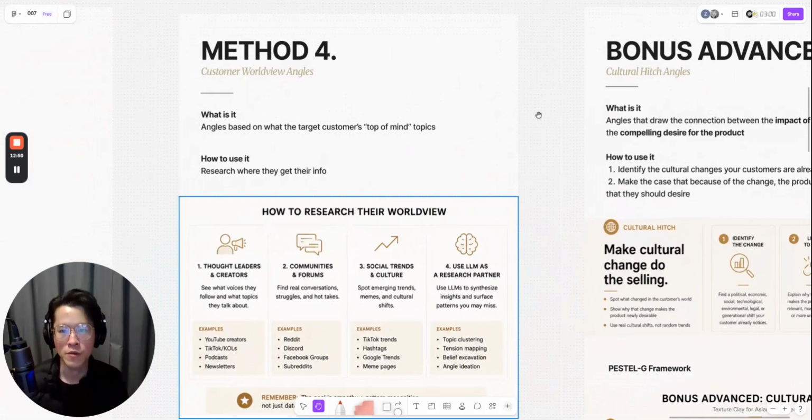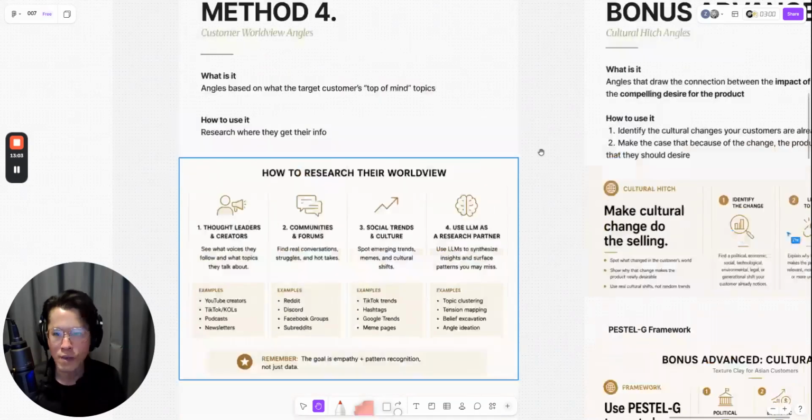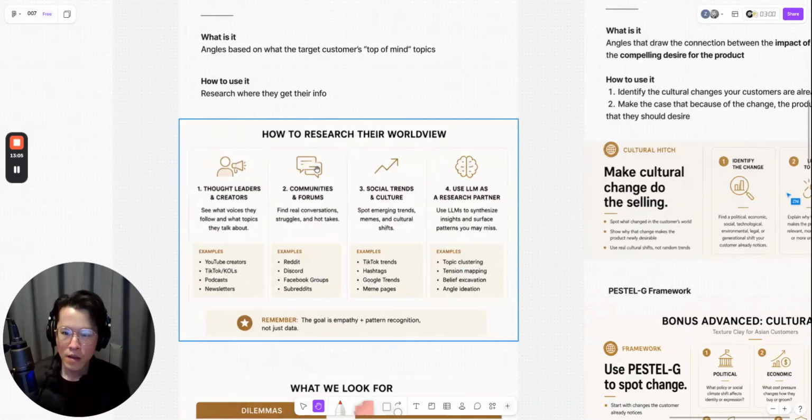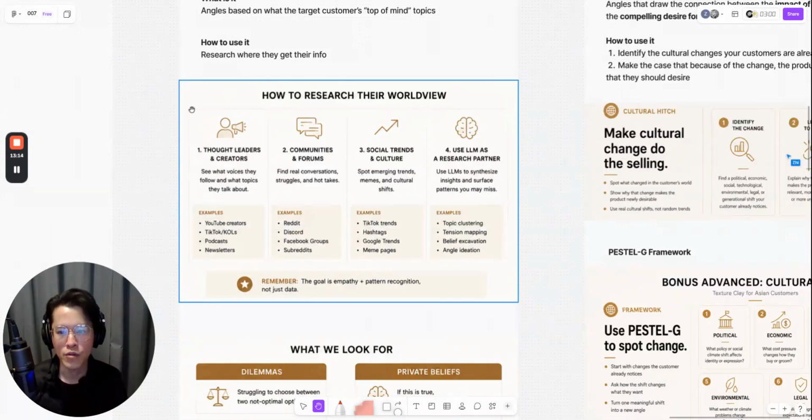So this one is the customer worldview angle. Essentially, you want to look at what is top of mind for the customers, and we want to relate our product to those topics. So this one might be a little bit more challenging, but let's get into it. So you want to first step into the target customer's shoes and look at the world from their perspective. And you do this by watching their thought leaders, reading their thought leaders, and reading the community forums that they are a part of.